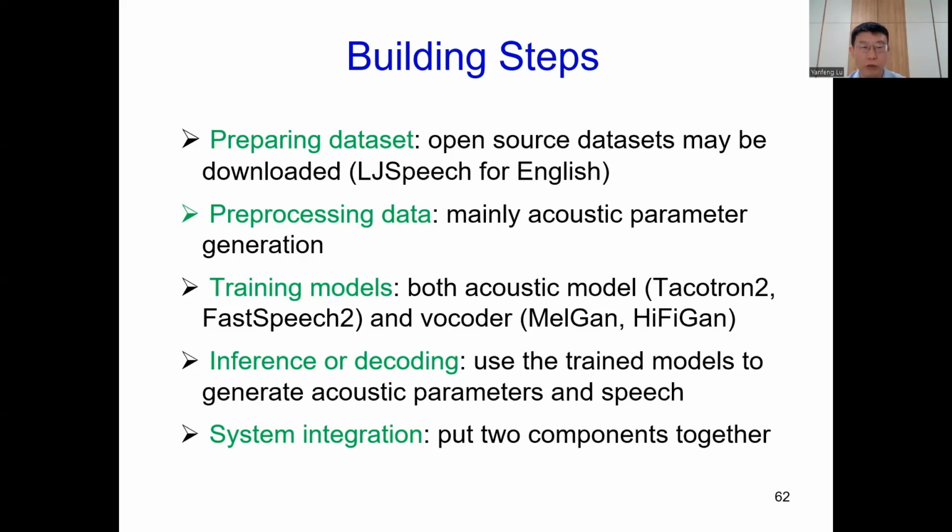After the model training, you can do inference or decoding. Basically, you just use the trained models to first generate acoustic parameters, and then based on that, you can generate speech. And if you want an integrated system, you could integrate the two parts together to have a combined system. So these are the major steps of building the most recent neural TTS.